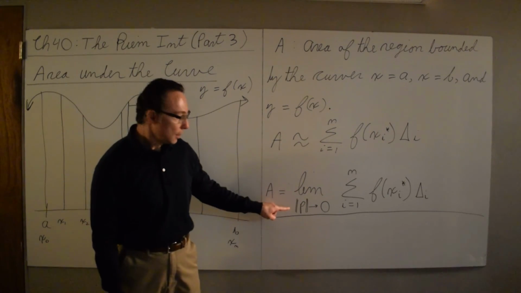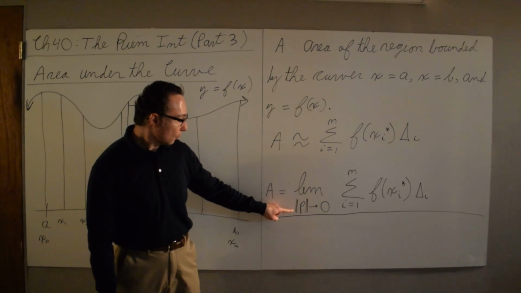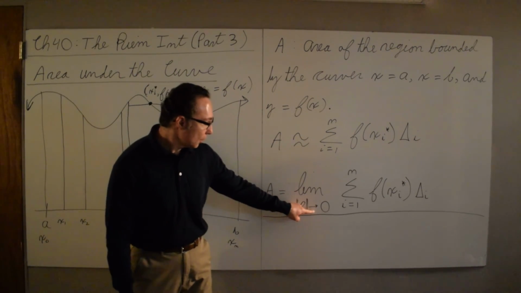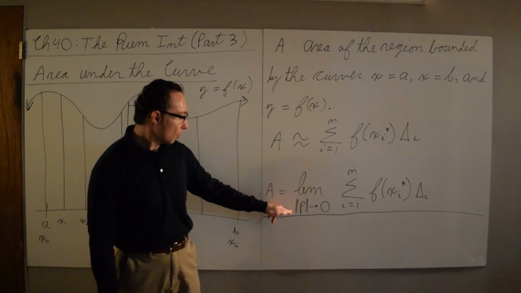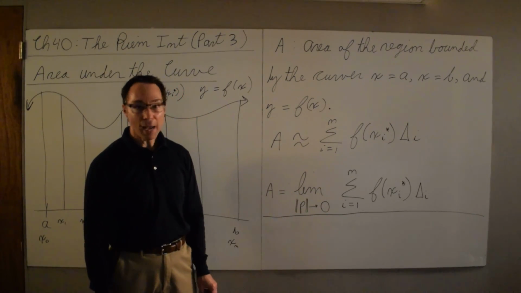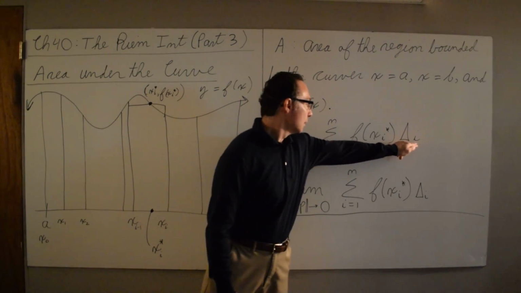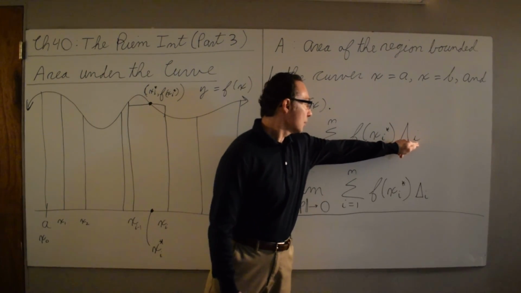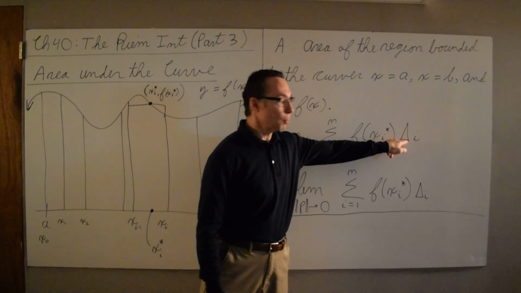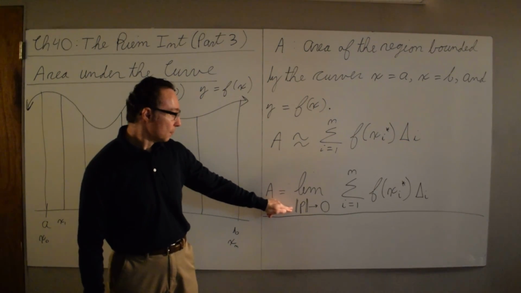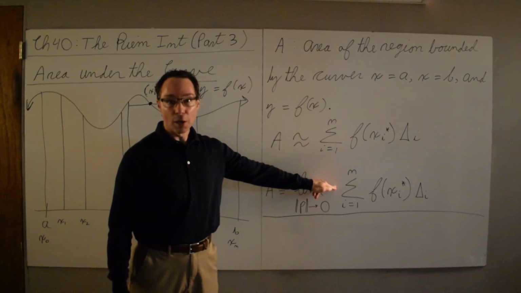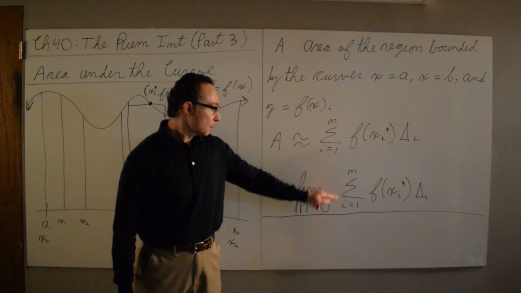To do that, we take the limit as the length of our partition goes to 0. Remember what the length of the partition is: it's the max of the delta i's. So we have the largest delta i, and we have these getting very small. The max of the delta i's is getting small. That's what this means. And then we take the areas of the rectangles.